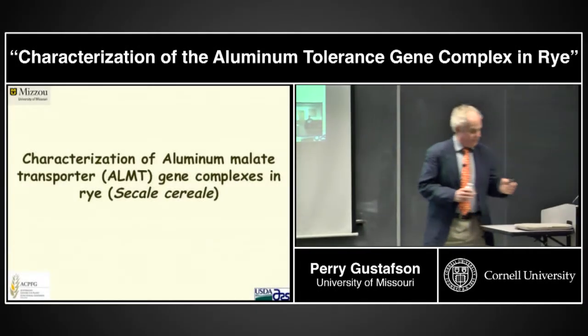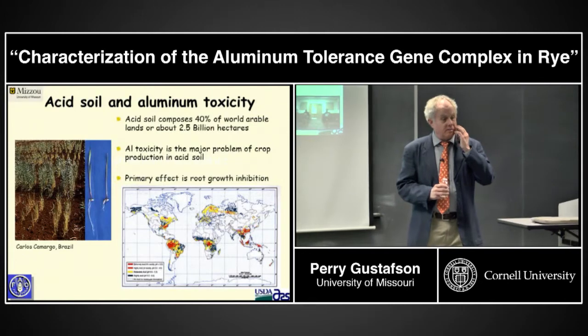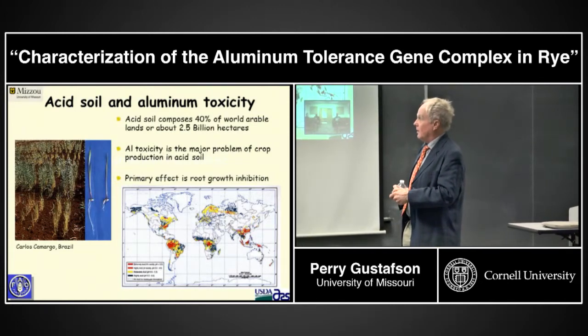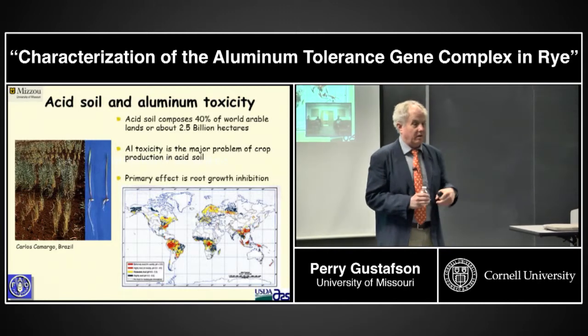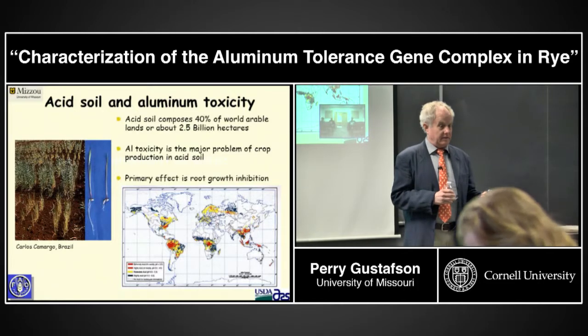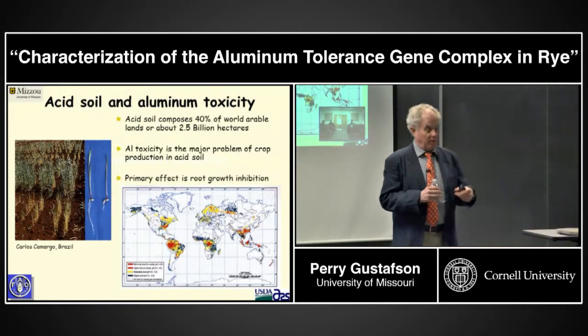What I'm going to do in the first part of this, I'll be going through very quickly because this is marker material. We need to say why we want to work on aluminum, why I wanted to work on aluminum toxicity. Well, roughly 40% of the Earth's surface is acid. And as soils degrade, they become more acid.